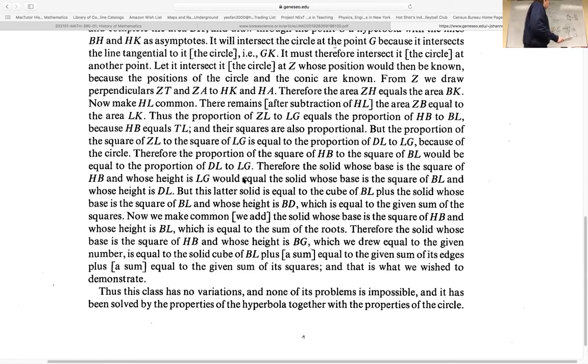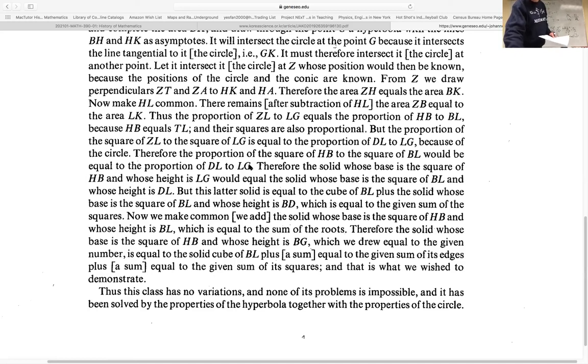So by transitivity of equality, which aptly al-Khayyami doesn't make a big deal about, we have HB squared to BL is DL to LG. That's good. And he says, so now he starts to think in terms of area, volume actually.